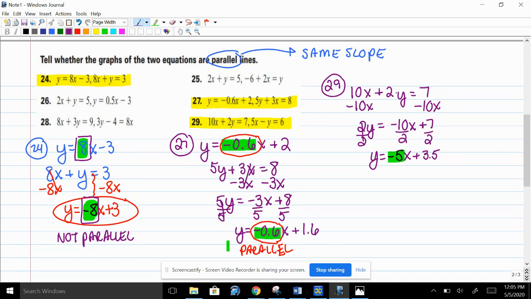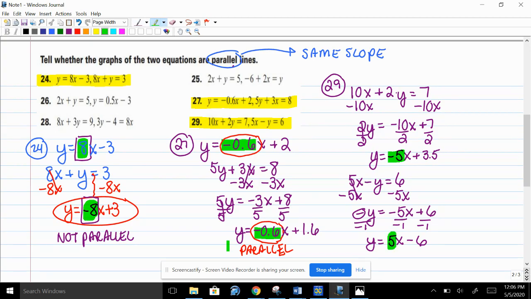And then the second equation is 5x minus y is equal to 6. Subtract 5x from both sides, and don't forget about that negative sign: negative y is equal to negative 5x plus 6. That negative shazams across, or you can think about it as dividing everything by negative 1. So y is equal to 5x, since a negative divided by a negative is a positive, and over here you get negative 6. So the slope there is 5.